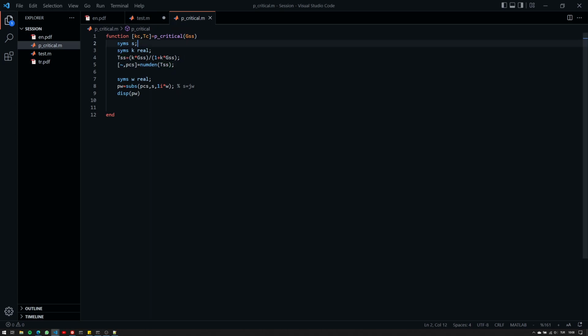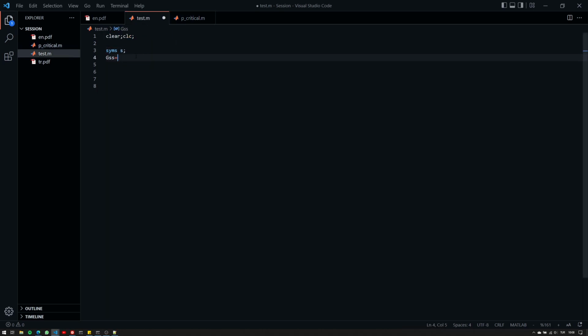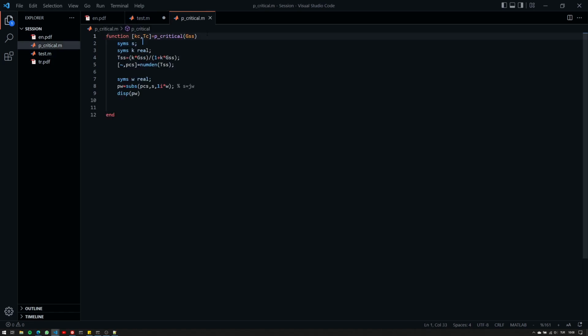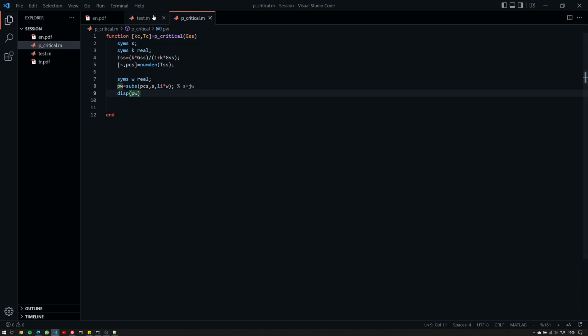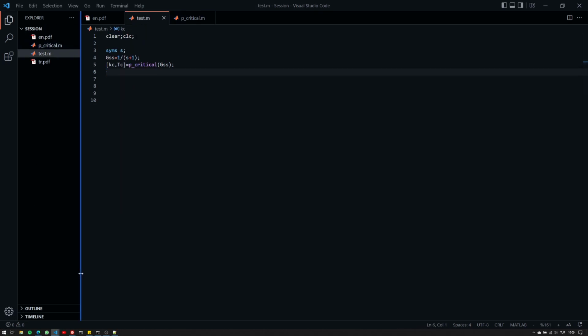Therefore, I might copy sims s here, but other than that, I'm just going to define my transfer function. And then I can go ahead and copy this first line here up to this point, like this, and we're good to go. Now, since I've used a disp here, I should be good to go.